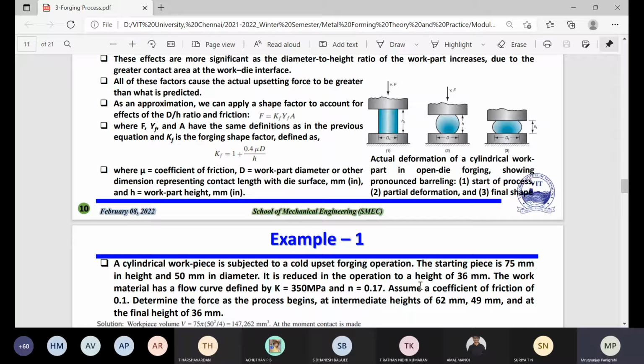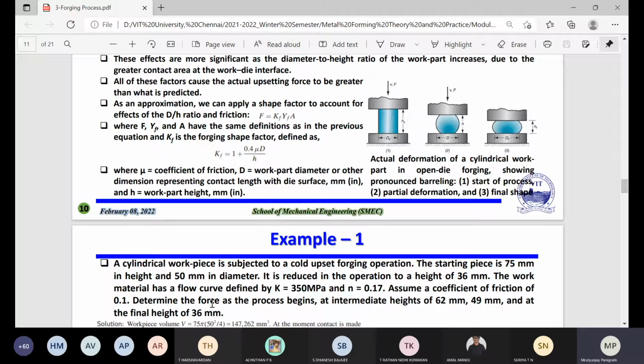It is reduced in the operation to a height of 36 mm, so you are going from 75 mm to 36 mm. The work material has a flow curve defined by K equal to 350 megapascal and n equal to 0.17. Assume a coefficient of friction of 0.1. Determine the force as the process begins, then at intermediate heights of 62 mm, 49 mm, and at the final height of 36 mm.